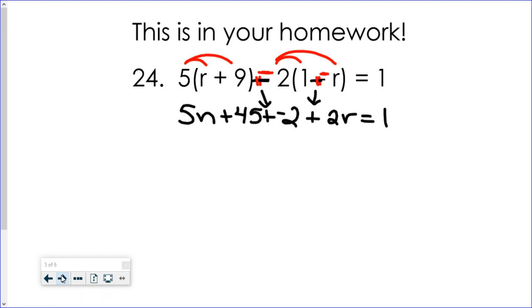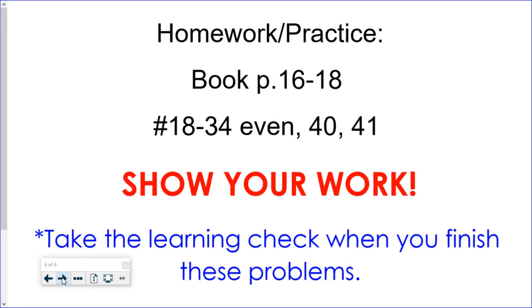So take your time. Here's your book assignment, okay? Make sure you check your answers. And when you're done, take the learning check. And if you have questions, please reach out to me and let me be able to help you, okay?